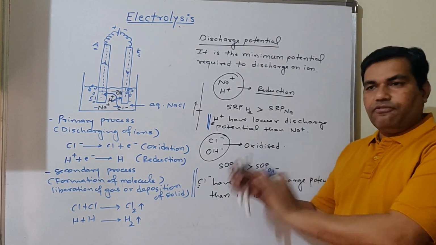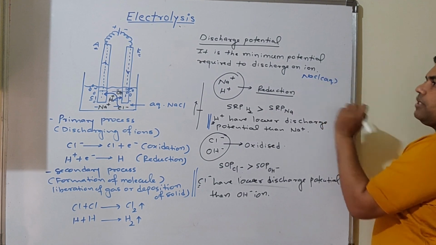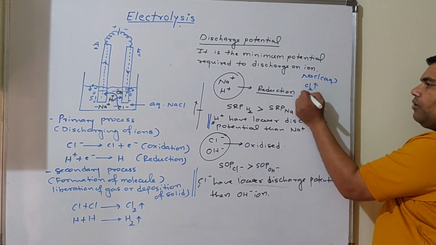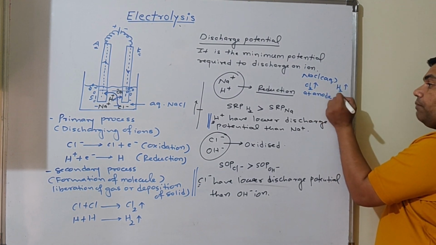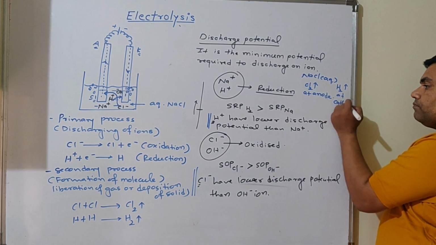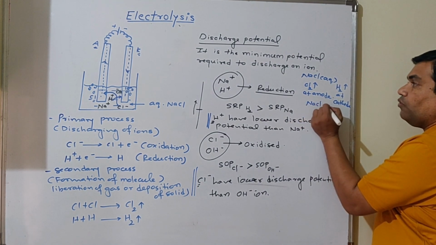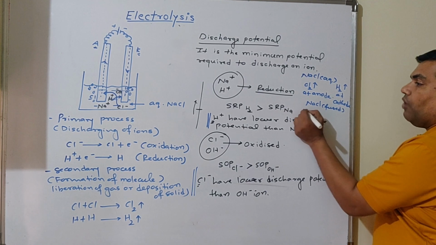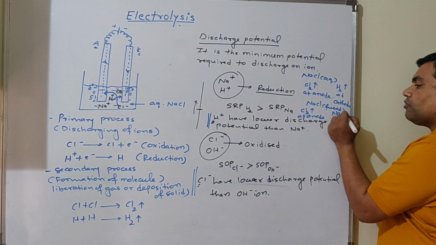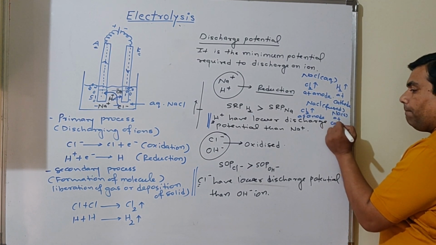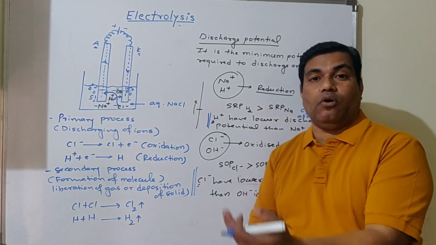Now look here, there is a difference. If we just talk about NaCl aqueous, it is giving chlorine gas at anode and H2 gas at cathode. Isn't it? Whereas earlier, when we talked about NaCl which was fused, we got chlorine at anode and we got sodium solid at cathode.